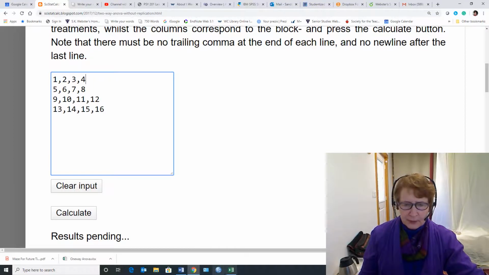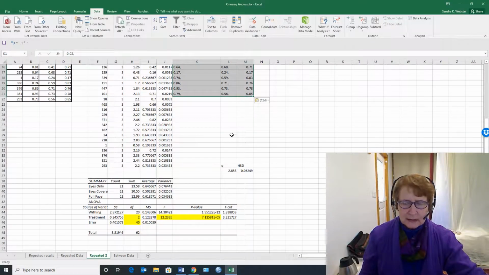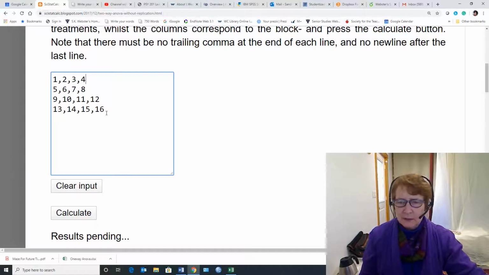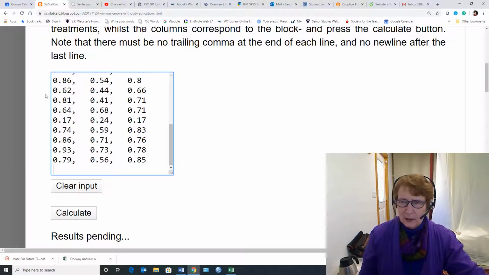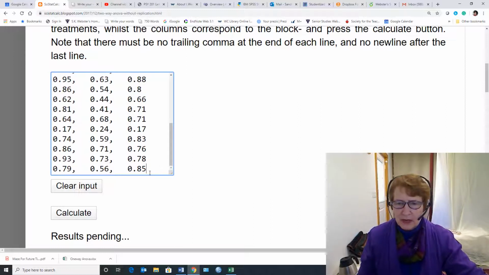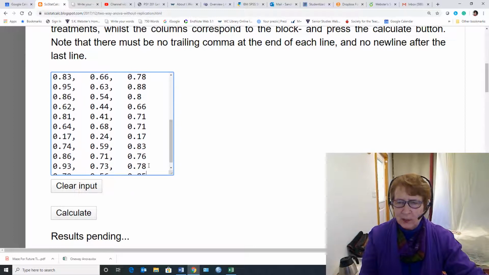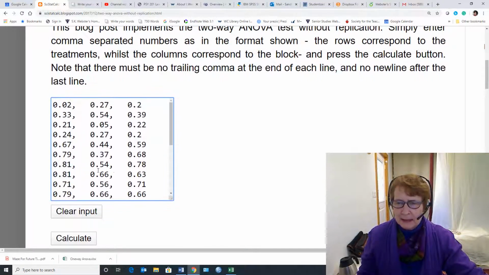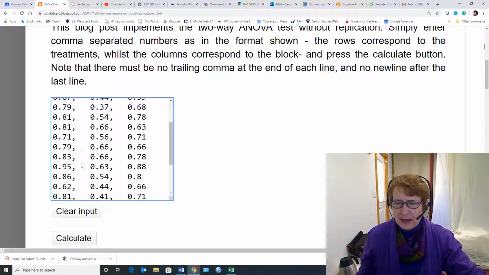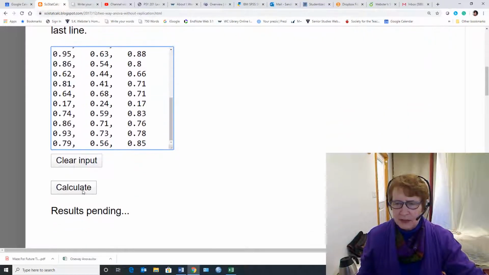So I have put them into Excel with commas after each one of them. And hopefully I can just make sure that I'm at the bottom row. I have commas between each one of my data points. And then I have to just calculate.